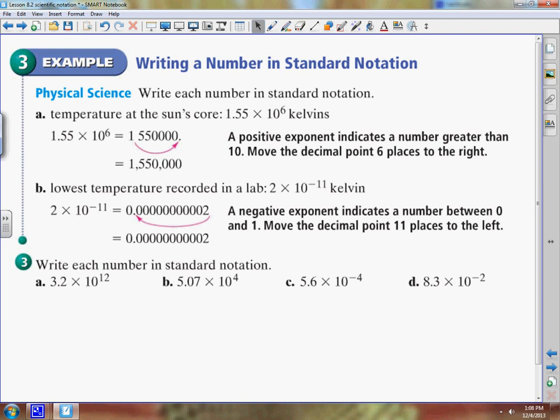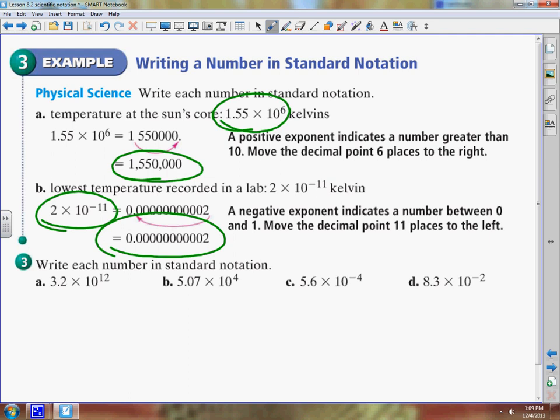So write each number in standard notation. If you remember this, standard notation is I'm going to have a huge number and I want to just write it normal. Standard notation is what everybody uses in the U.S. and everywhere. So 1,550,000 would look like this. And then 2 times 10 to the negative 11th is 0.00000000002. So try A, B, C, and D.